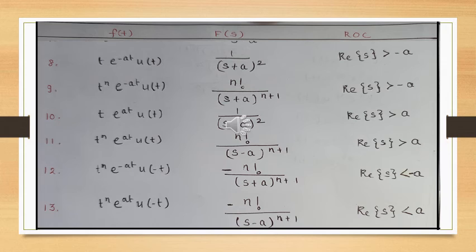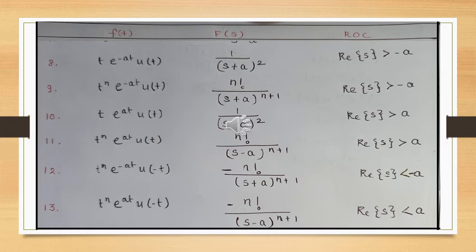Now, in order to find a pole, equate the denominator to 0, so we are getting pole equal to minus a. Since the signal is having u of t term, our real of s is greater than minus a.